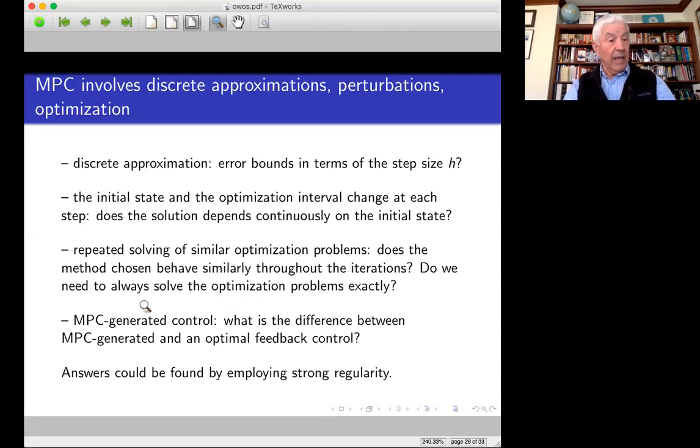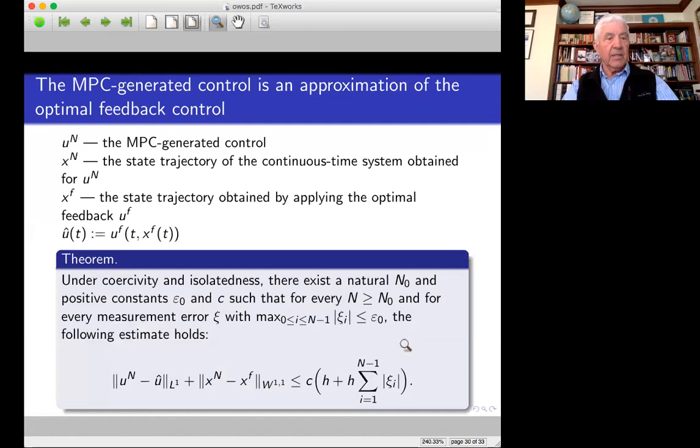And finally, the MPC generated control, we get this control finally. What is the difference between the MPC generated control and the optimal feedback control? Apparently, this is an approximation. So what is the error of this approximation? It turns out that we could get answers, at least in particular cases, of these questions if we employ strong regularity. And here is one of the results, which I'd like to just briefly sketch.